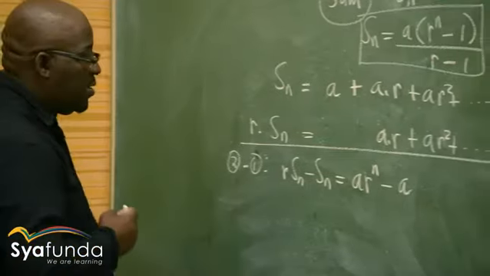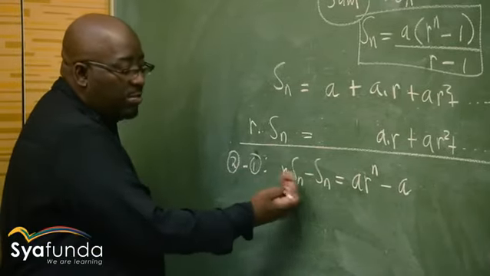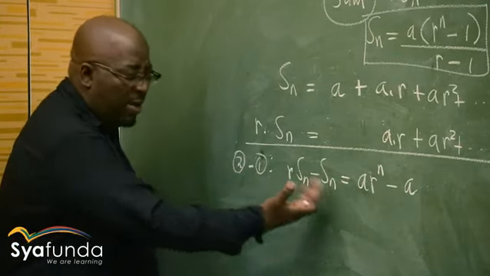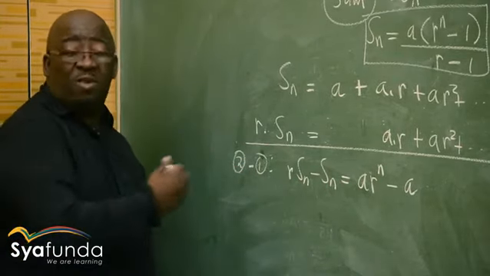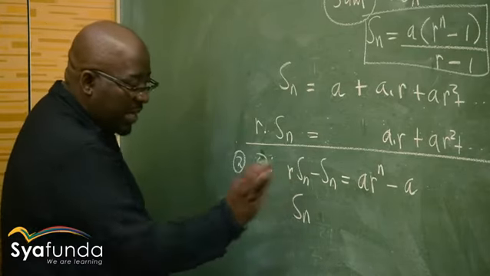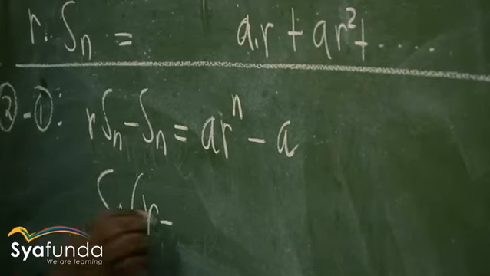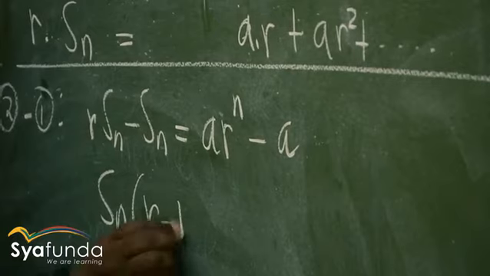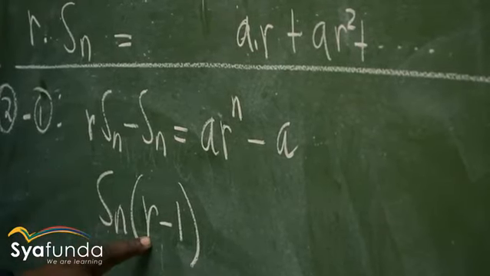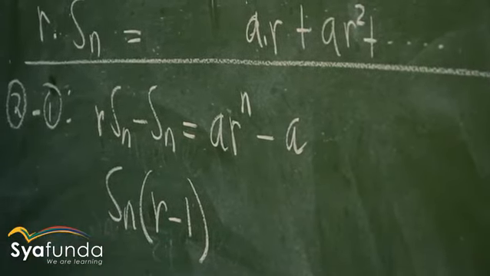Remember, when I look at this side, there is a common factor of Sn. If I take Sn out this side, what will I be left with? I will be left with R minus 1, times Sn. So when I multiply this, I get that as it is. Sn times R, it will be Rsn. Sn times minus 1, it will be minus Sn.